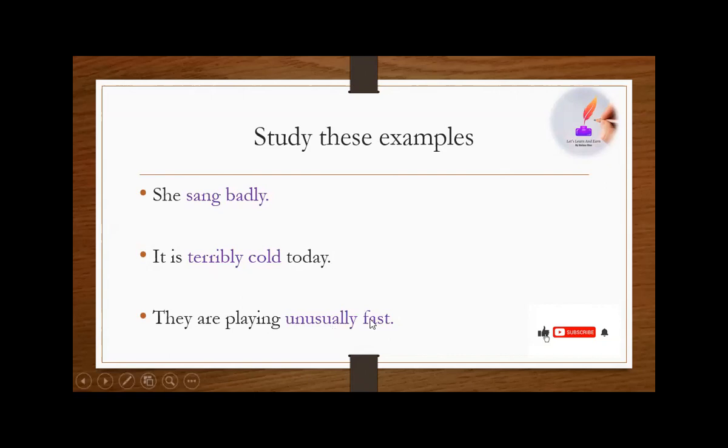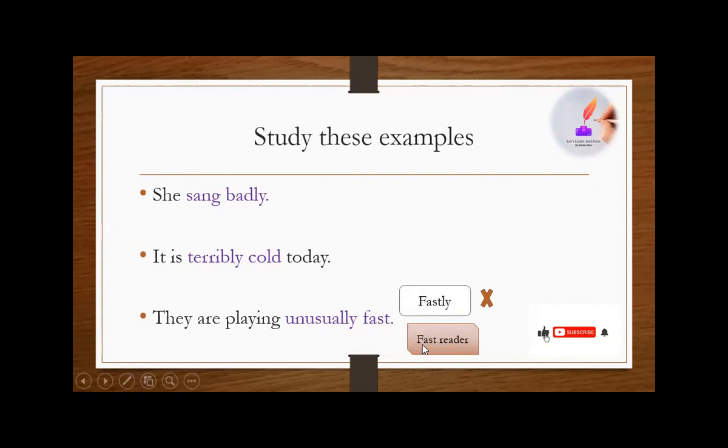They are playing unusually fast. Now, in this sentence, fast is an adverb and unusually is also an adverb. And this fast is being modified by another adverb, unusually. You might be thinking that fast should be used as fastly, but it is absolutely incorrect. Fastly is a never, never word in the English language. You may use fast as an adjective and as an adverb at the same time.